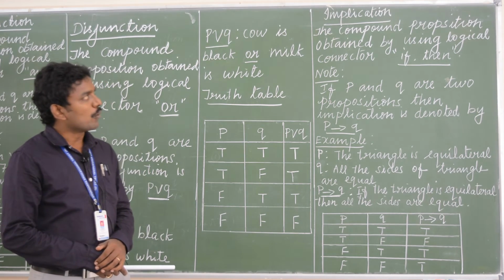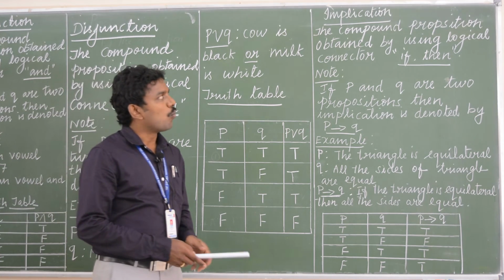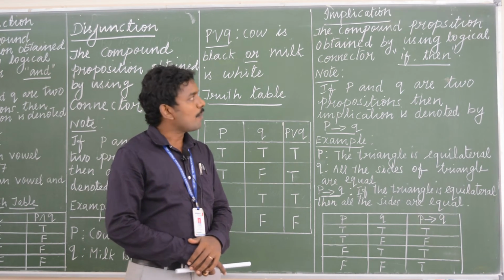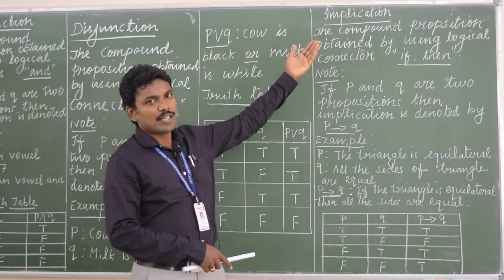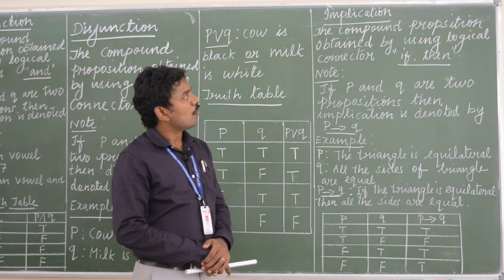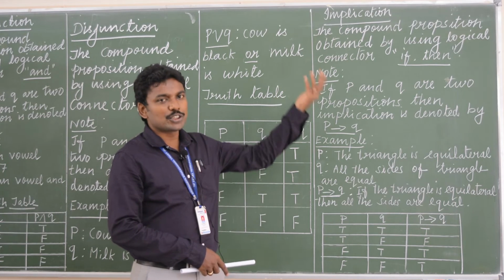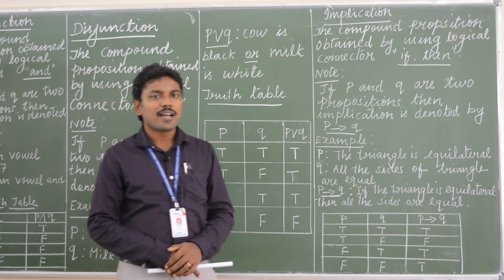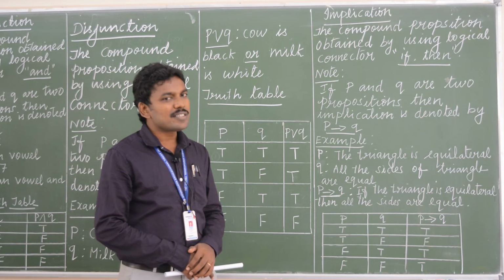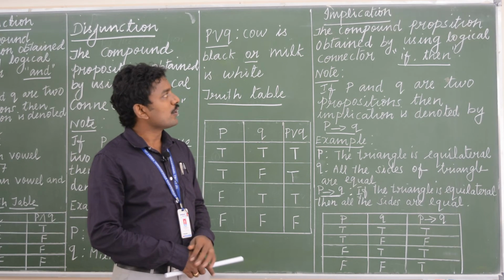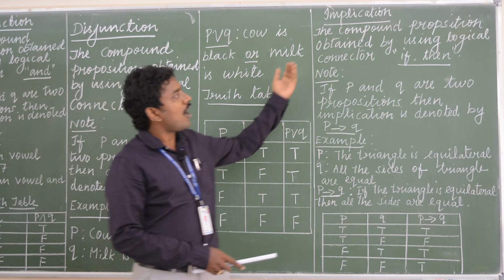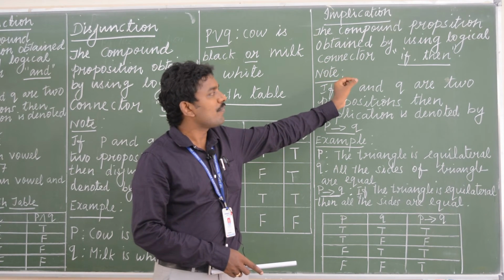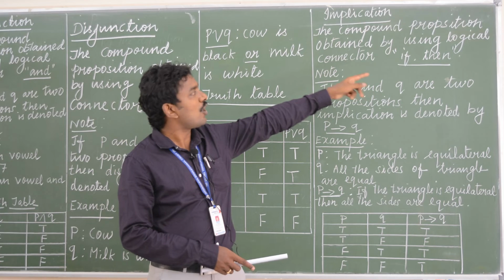Now, let me come to one more type of compound proposition, that is implication. There is one more word for implication, that is conditional. Even you can call it conditional. Implication is very, very important and not difficult to understand, but a little bit different. So if P and Q are propositions, the compound proposition obtained by using the logical connector if-then is called implication.